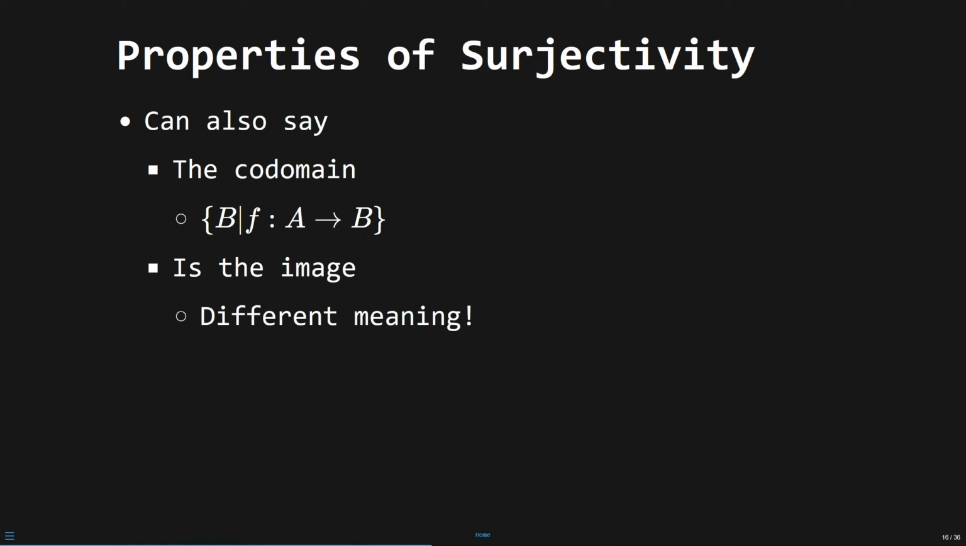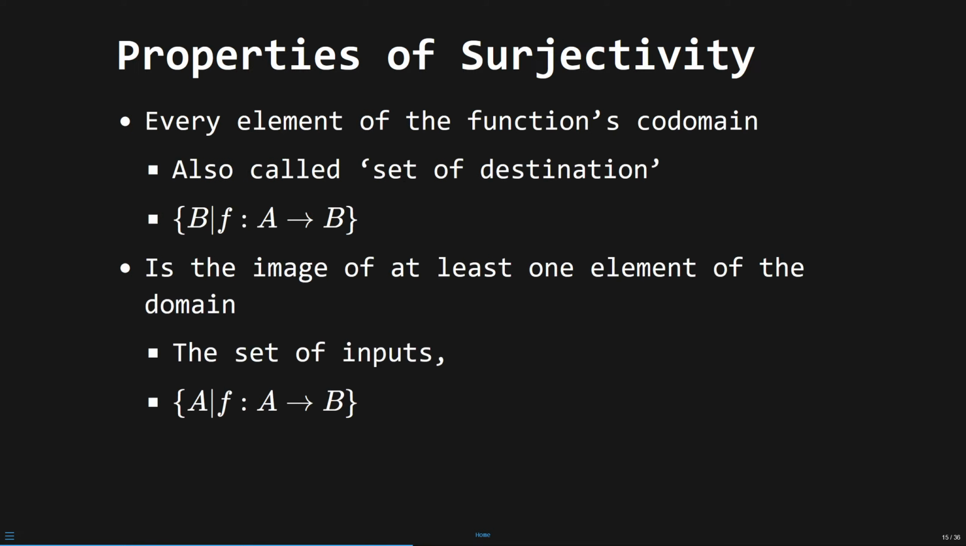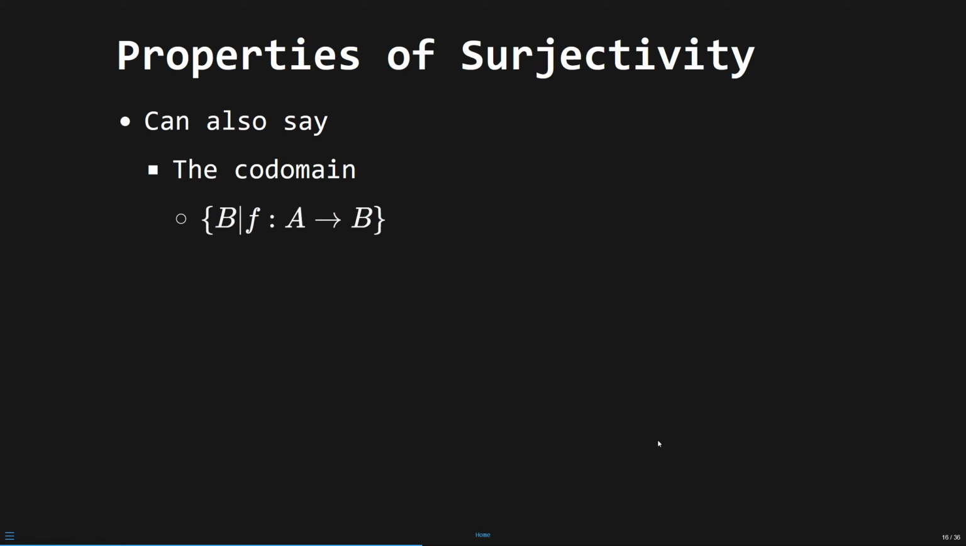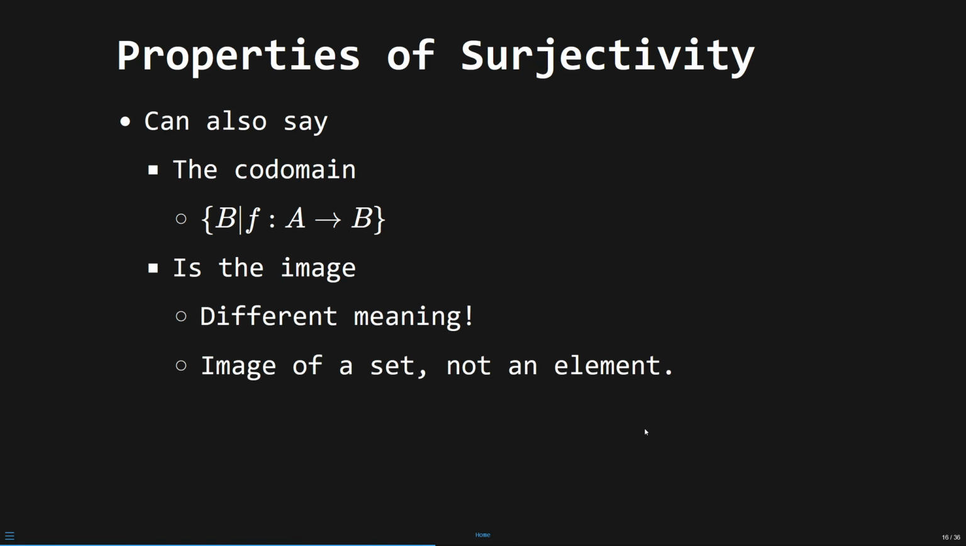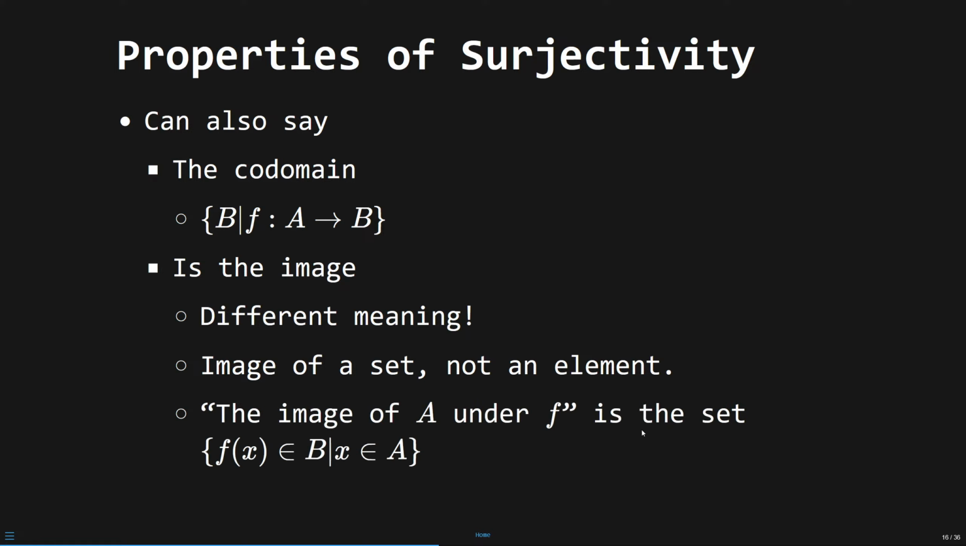Stop. Codomain is a set. Let's go back. Image refers to elements. For every element, image. So this is a different meaning. The image of a set and not an element is distinct. The image of A under f is the set f of x, the elements of B, for all x that are elements of A.